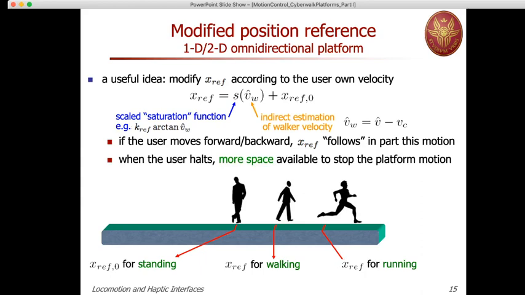So, this is the idea of modifying this reference: when the user halts while moving at a certain speed, there will be more space available to stop the platform motion without exceeding the upper bound on acceleration commands, which are the perceptual constraint, in fact. And of course, this works in one direction, but it also works in the other direction if the user changes direction at any time.